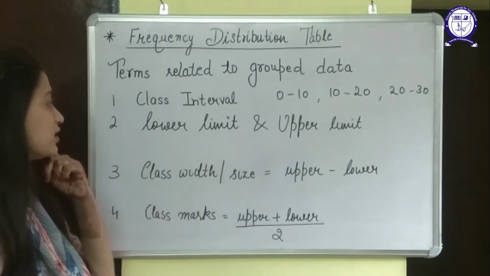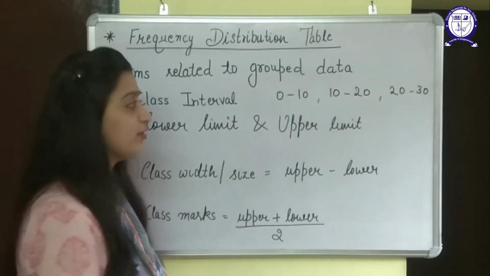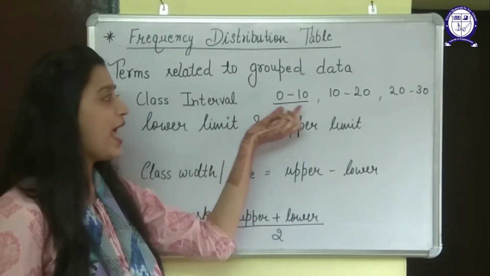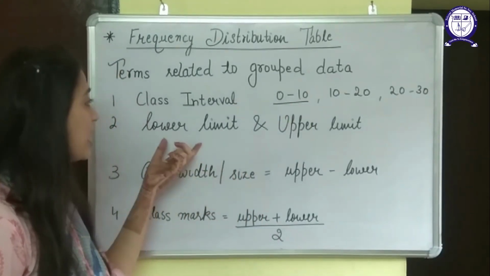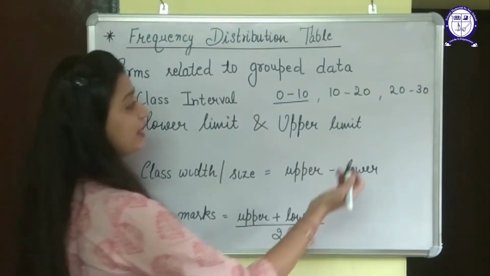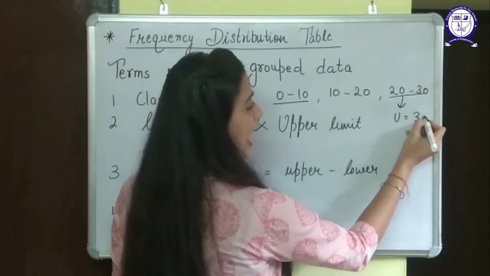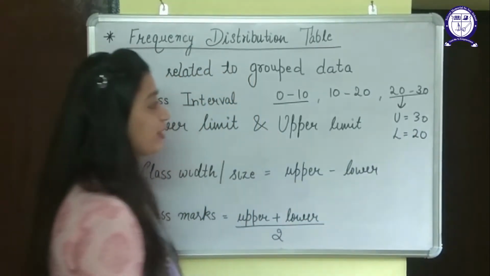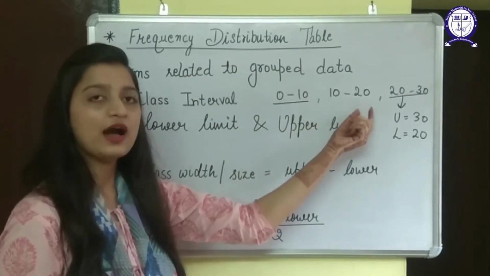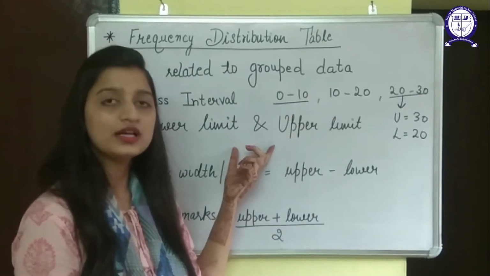Now the second term is lower limit and upper limit. What are these? If I take a class interval, suppose 0 to 10, right? So this 0 is my lower limit and 10 is my upper limit. Now these upper and lower limits keep on changing according to the class interval. Like for example, if I take this class interval, here my upper will be 30 and lower will be 20. But for 0 to 10, upper will be 10 and lower will be 0. For 10 to 20, upper will be 20 and lower will be 10. So these limits keep on changing according to the class interval.